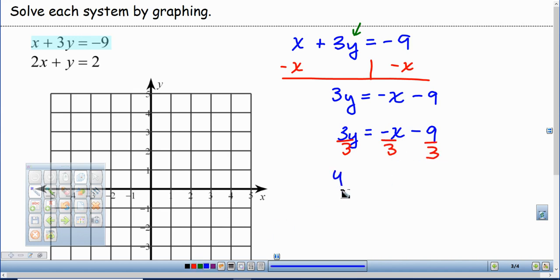And you'll have this for your blue equation. You'll have y equals, there is a 1 here. This fraction does not simplify, and that's not a problem for a slope. A fraction as a slope is just fine. And then negative 9 divided by 3 is negative 3.